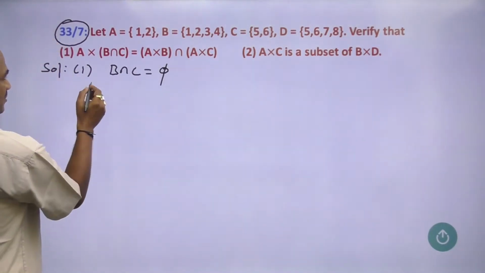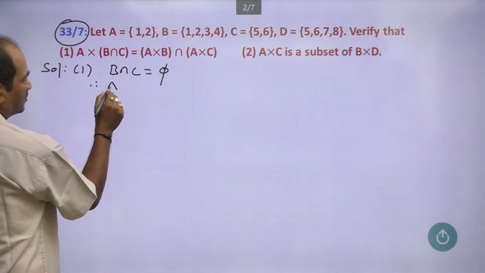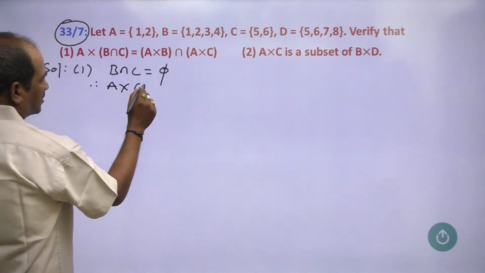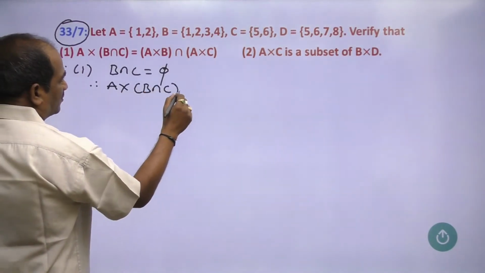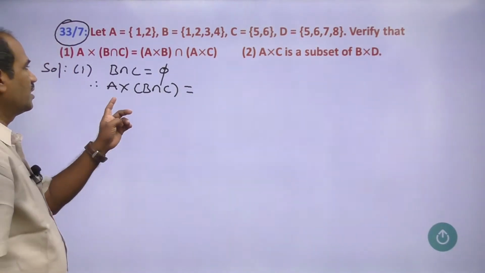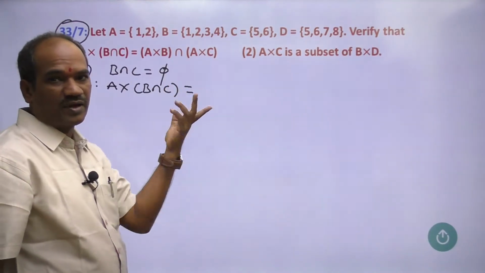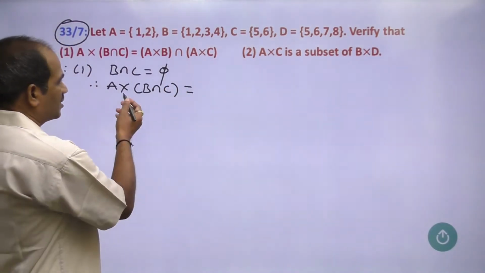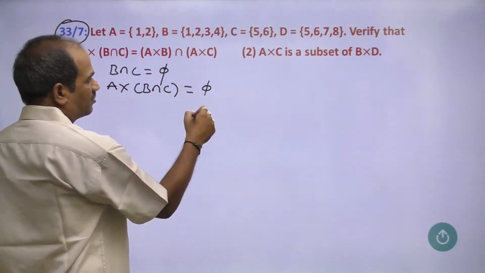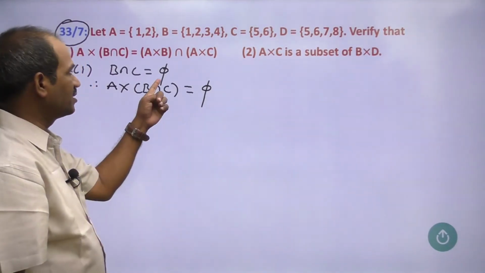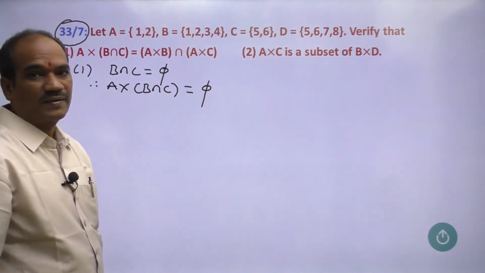Next, A cross (B intersection C) is equal to the cross product. A elements are 1, 2, and B intersection C is phi, no elements. So the cross product also has no elements. This is the empty set. The cross product is also empty.